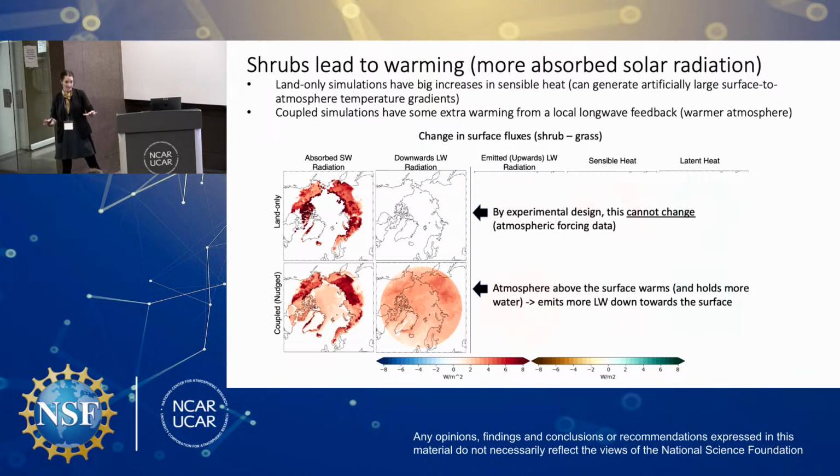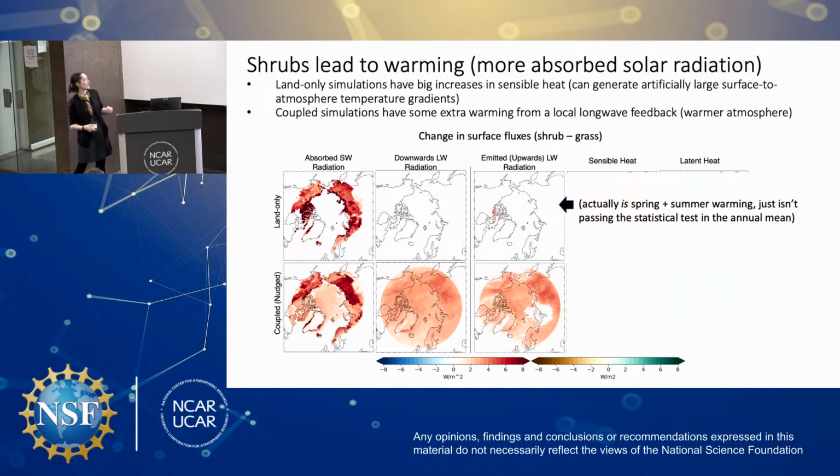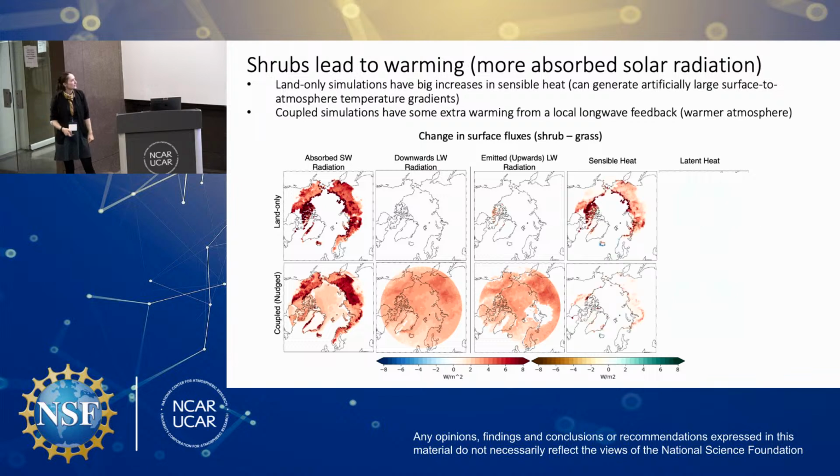You can't have that when you're forcing it with atmospheric data. But in the coupled simulations, you're getting a pretty big increase in downwards long-wave radiation because the atmosphere is warmer. So that is going to drive some warming at the surface. Upwards long-wave radiation is a function of surface temperature, and you're seeing that the surface is warmer when you have more shrubs. The top one, I have a significance mask on these, and it's basically masking it all out because I'm plotting annual means, but there actually is an increase in temperature in the springtime.